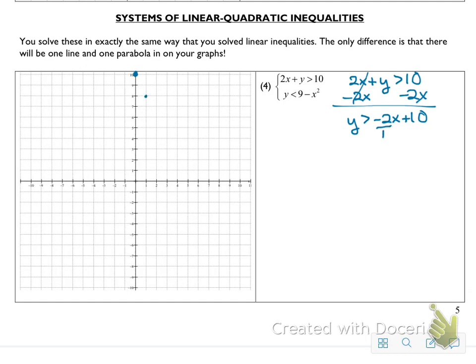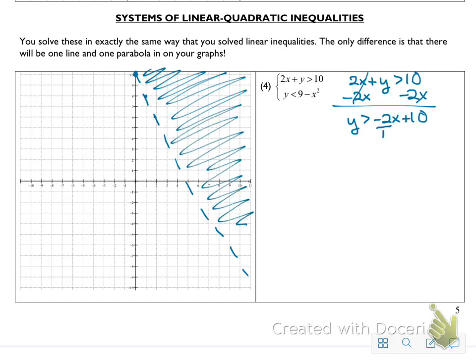Down 2, right 1. And before we draw our line, we have to ask ourselves, is this solid or dashed? Well, this one is dashed, because it is not "or equal to." So we have this dashed line going through. And then the shading just like before. Well, it's greater than. So we are shading above this line. So all of this area.